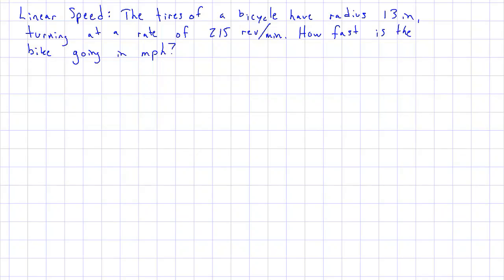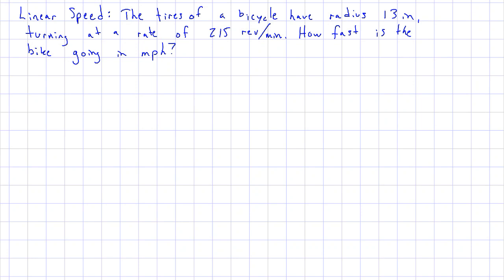Here we're going to solve for the linear speed in this word problem. So we have the following problem. The tires of a bicycle have radius 13 inches, and the tire is turning at a rate of 215 revolutions per minute. And the question is, how fast is the bike going in miles per hour?